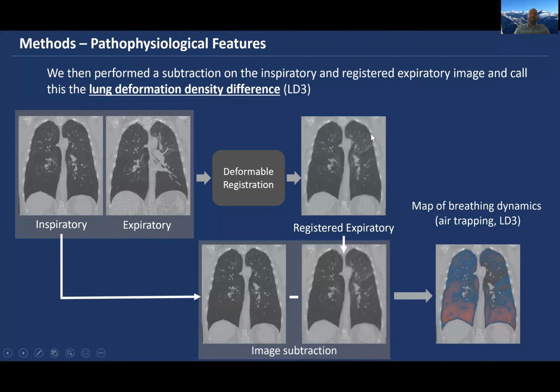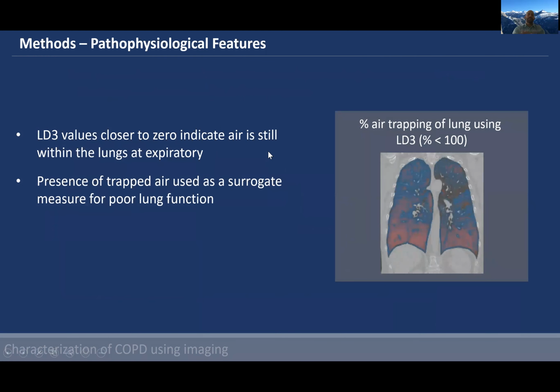Then we subtract the registered expiratory image from the inspiratory image, and this creates something called the lung deformation density difference. It's similar to a parametric response map, if you're familiar with that. We call it this because it's an image subtraction, so we take a difference of the units of measurement, which is density, and we use a deformable registration to do it. So why would this map be useful, right?